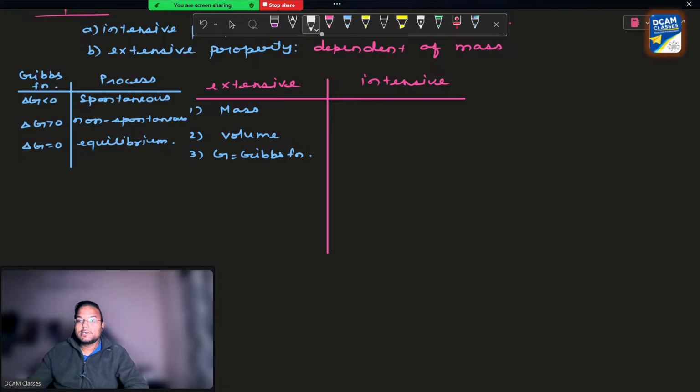This Gibbs function is extensive because Gibbs function represents energy. And if you know energy, E is equal to mc square. That relation, energy-mass equivalence, governs how much energy will be released if some amount of mass is destroyed. So it's dependent on mass. That's why Gibbs function is extensive.